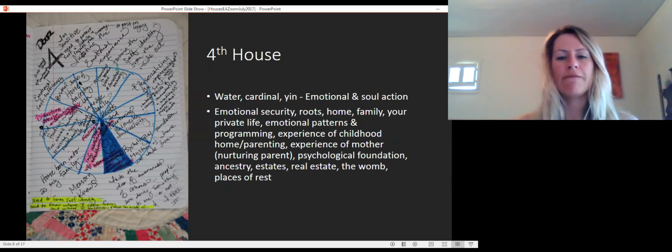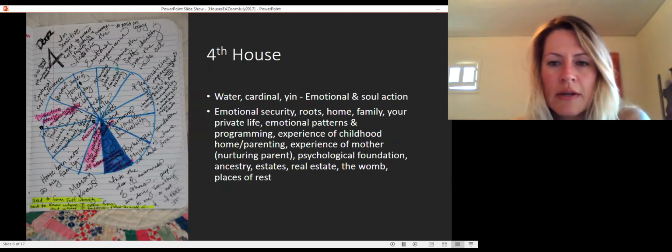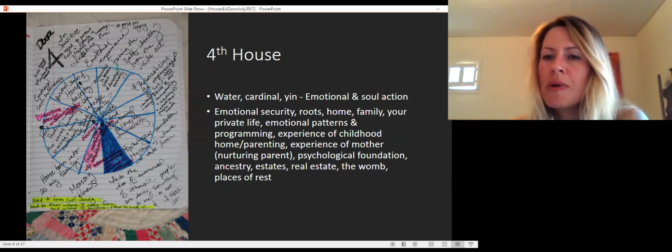So in this area, fourth house, we're starting to really feel emotional security. Do we have emotional self-security? What are our roots? Where do we belong? We look at our families.